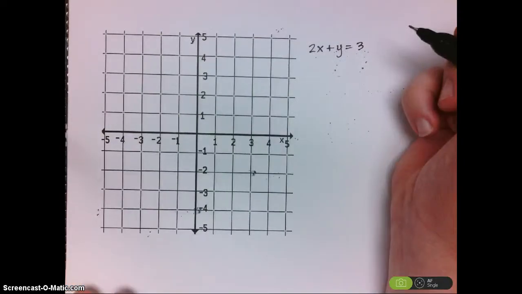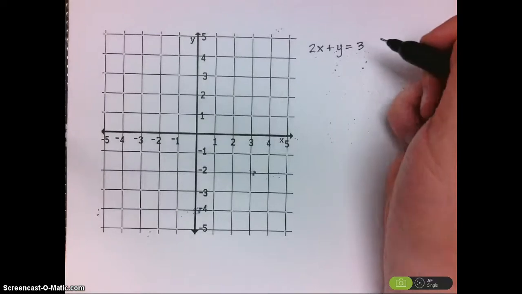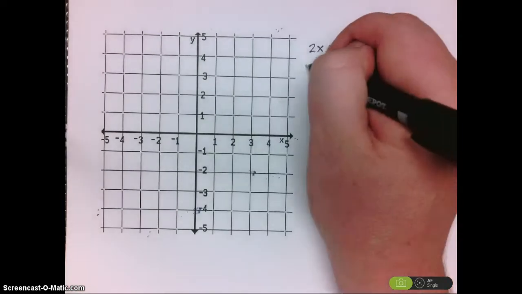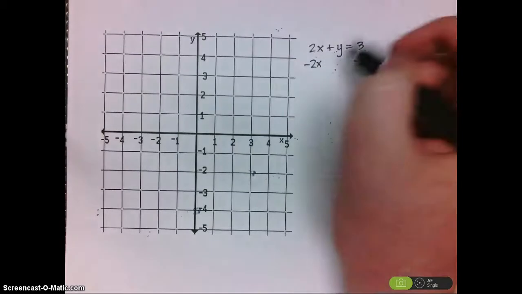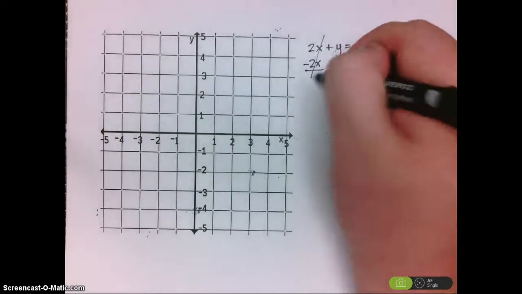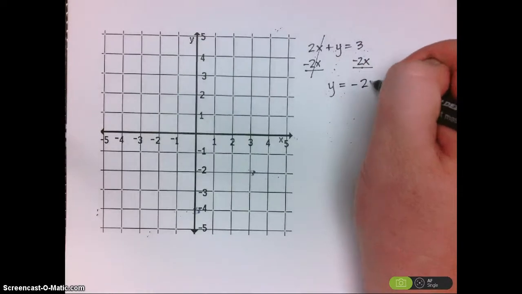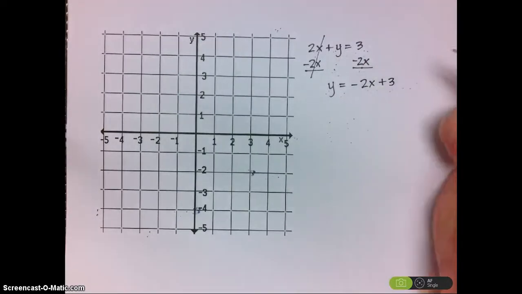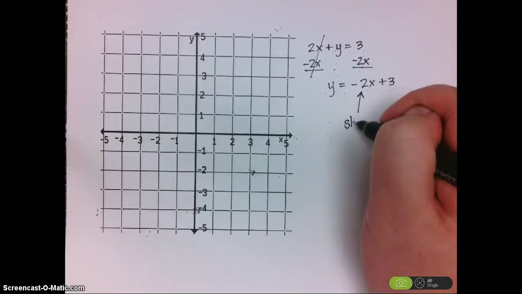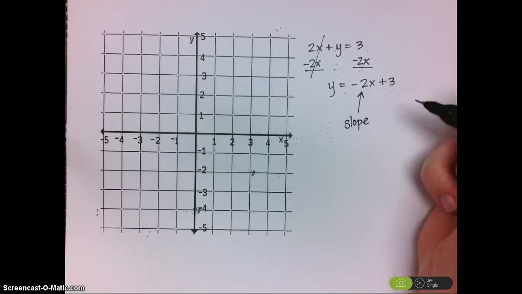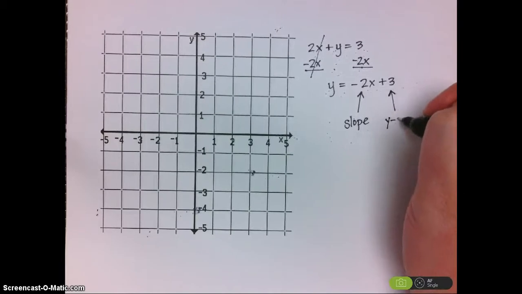2x plus y is equal to 3. So again, we're going to just need to do a little bit of work to rewrite it. So I'm going to subtract 2x on both sides. And this works out very nicely. y is equal to negative 2x plus 3. So let's identify our slope. Our slope is -2, and our y-intercept is +3.